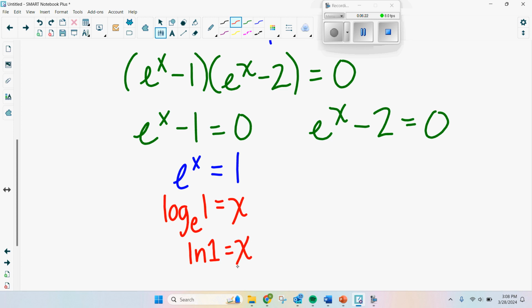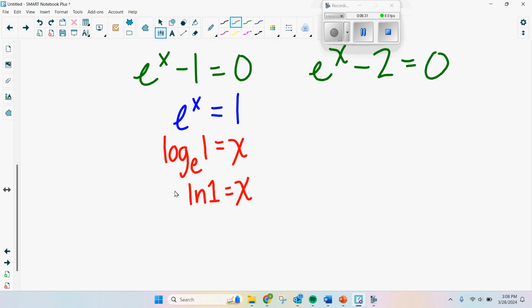That's one of my answers. Sorry, is that what I meant? Yes, that's what I meant to say. And if I think about this, e to the what power gives me 1? You might have been able to answer this without changing it to a log, but anything to the 0 power is 1. So x is 0.